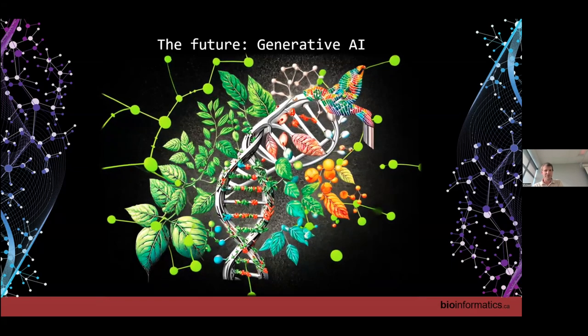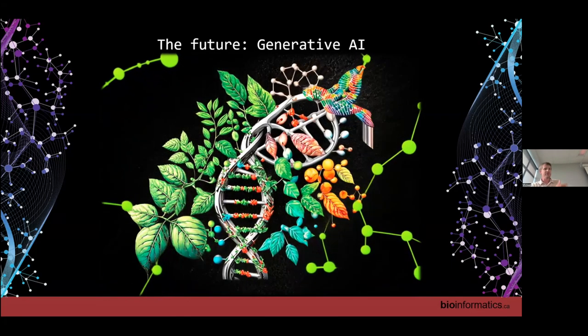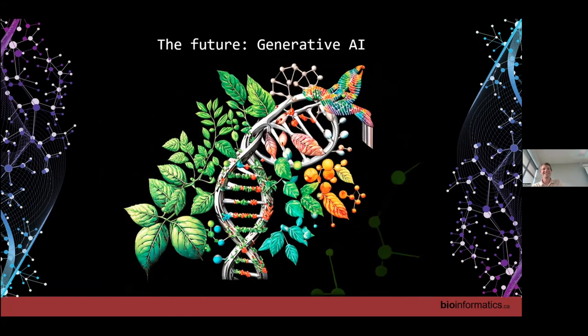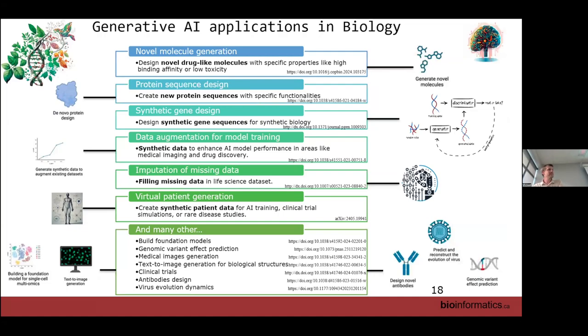Since a few years now, you have heard everything about generative AI. In biology, you will see that in the last 2 years, papers are starting to use generative AI applications to generate new molecules, drug-like molecules. You also have tools to create new protein sequences, synthetic gene sequences, and synthetic data too. So you don't need to generate it in the lab. You just learn from a lot of data and try to generate new synthetic data. Filling missing data is also a big topic. They also try to create synthetic patient data to make virtual clinical trials. And you have many other applications that are rising right now.